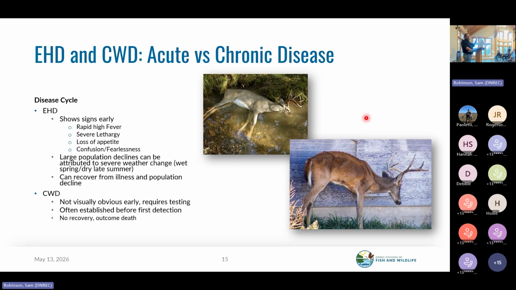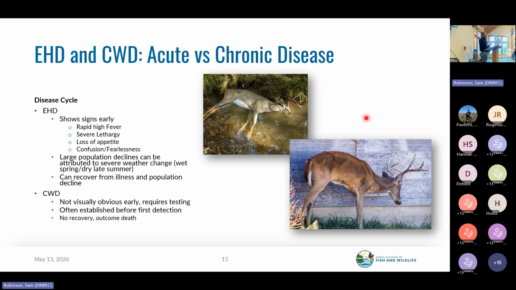So again, EHD, early signs: rapid fever, that acute onset. They have severe lethargy, loss of appetite, and confusion. That's usually induced by the fever. So that's where you see that acute happening. It happens right then and there. And then you see those large population declines, but they are typically able to recover from that. And this is attributed to severe weather changes.